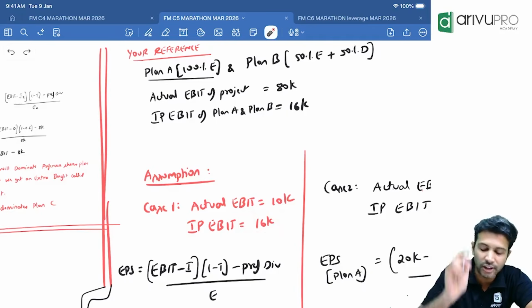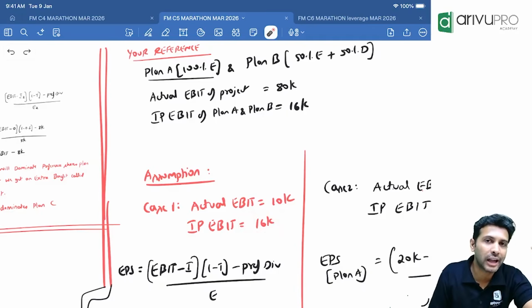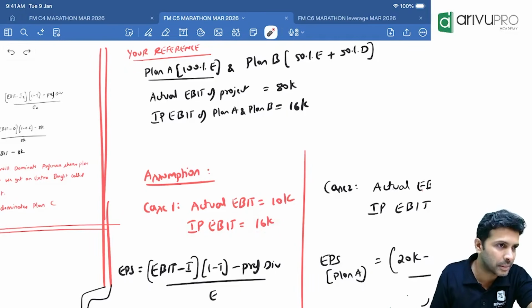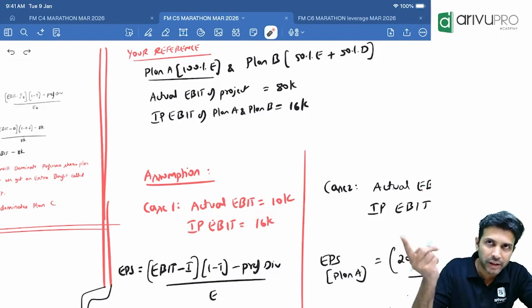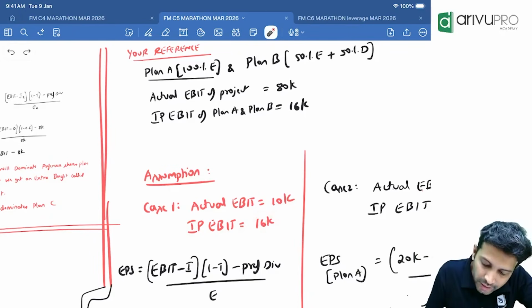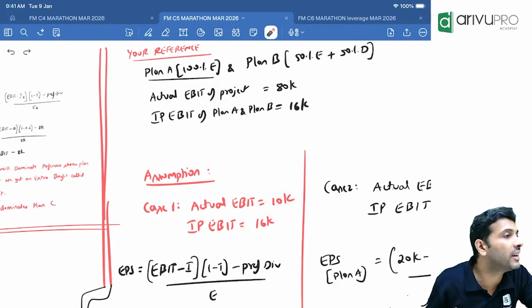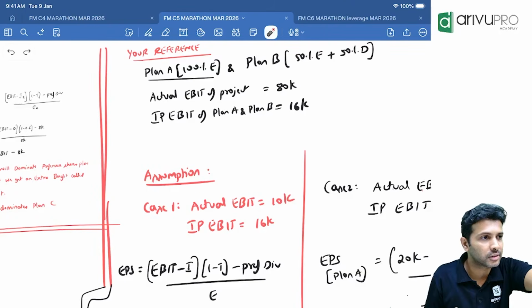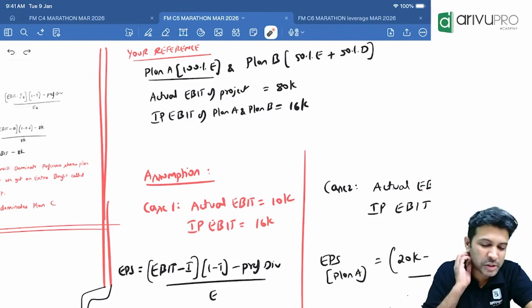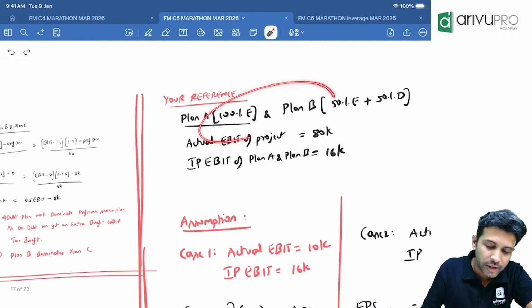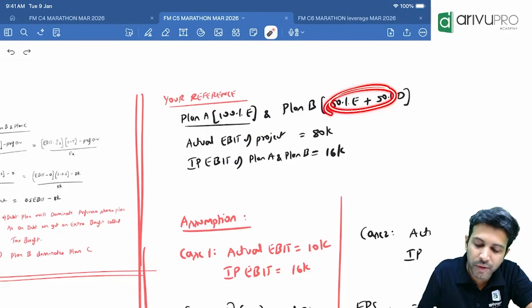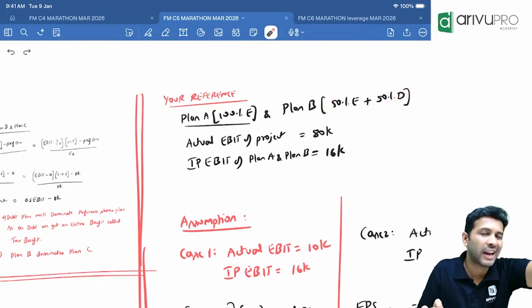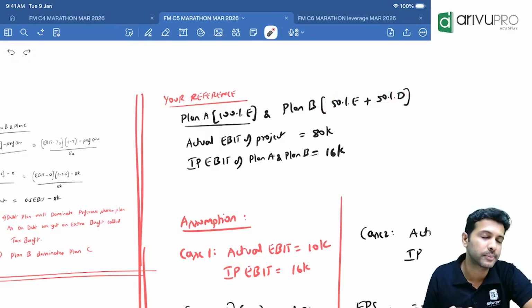16,000. Now let's assume the first case where the actual project EBIT is lower. It is not 16, it is lower. That means we are above the indifference point or below? So let's say the project's EBIT is 10,000. Okay, sir? Now stop. Which plans are we comparing? A and B. A is what sort of plan? 100% equity. Plan B is 50% equity, 50% debt. As per theory, which one should you select?